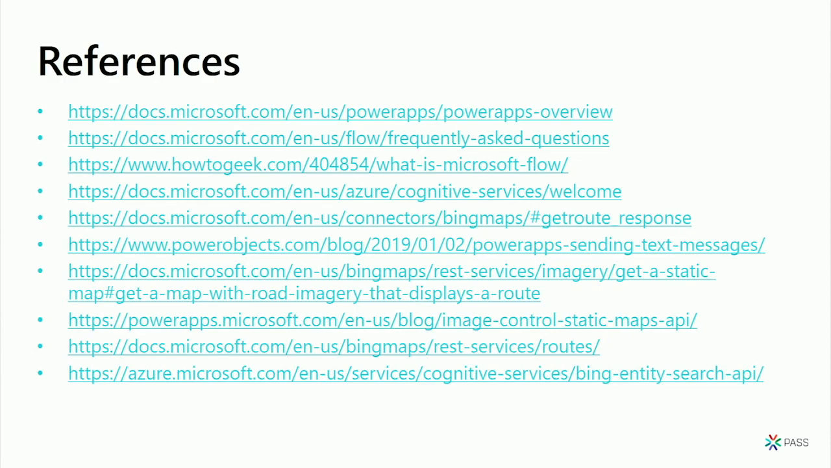Here are the references of a lot of the documentation that I used. It talks about route maps. It talks about how to configure the API services. It talks about the Bing Maps preview connector that I was using. It's just some good language here of where I got some of the information that I was using.